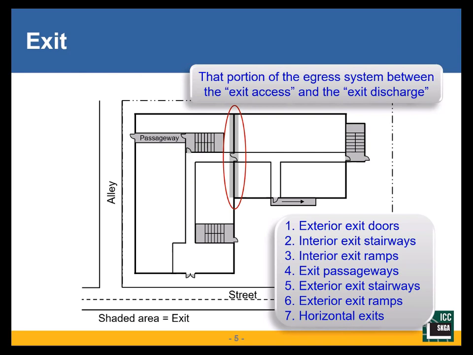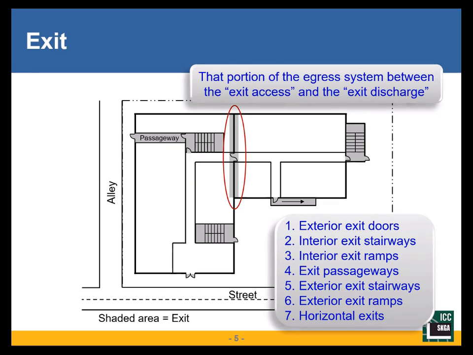into areas that are considered to be an area of safe refuge on one side or the other. I can go through that to a level of protection, and I can delay my response or slow my response. I have more time to get out of the building. When the code says an exit, it means one of those 7 items.